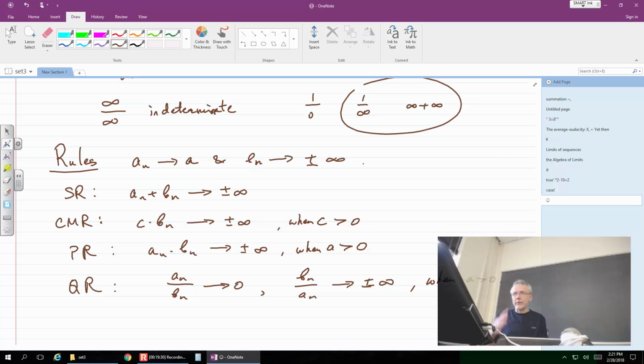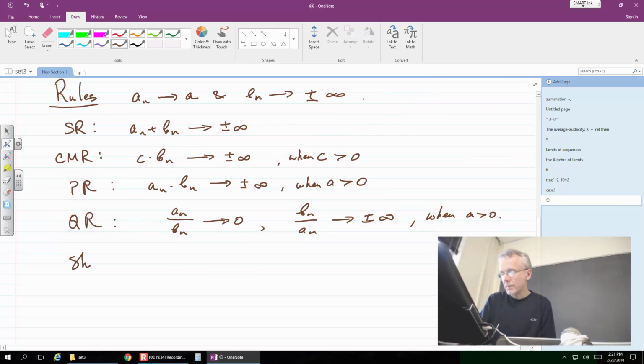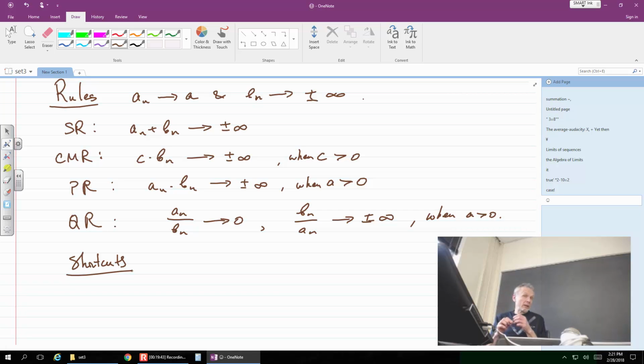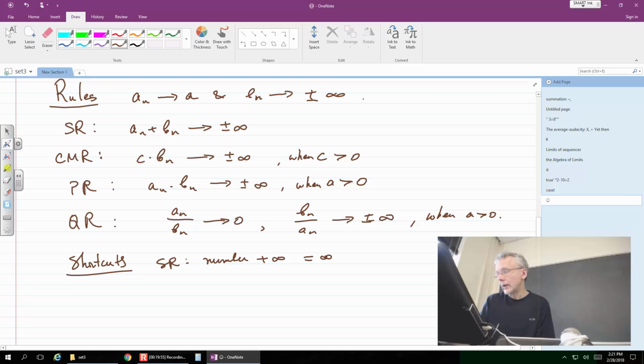So they certainly have very precise proofs. But if you want shortcuts, you can see what you end up with is the ability to do algebra with infinities. Limited algebra. So for example, if I look at the sum rule, what does it mean? It means I can say that a number plus infinity is equal to infinity.